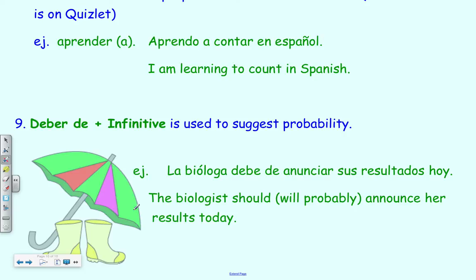bióloga. It's Friday morning and I'm speaking Spanish and it's making no sense. La bióloga, I think that came out right, debe de anunciar sus resultados hoy. The biologist will probably announce her results today. All right, we don't need to use the future tense. We could just use deber de plus the infinitive.